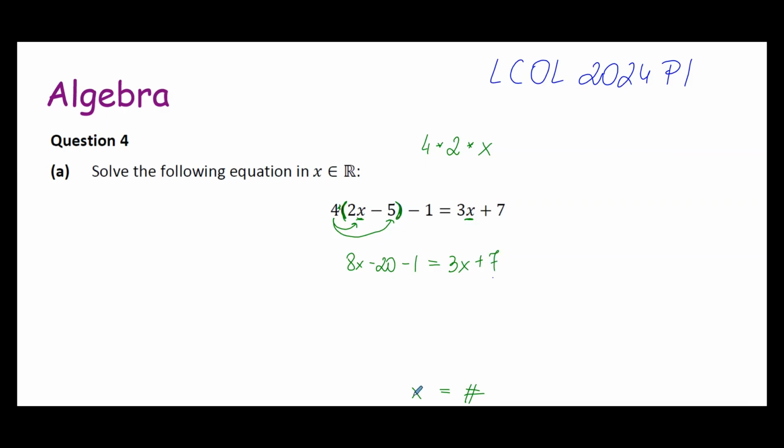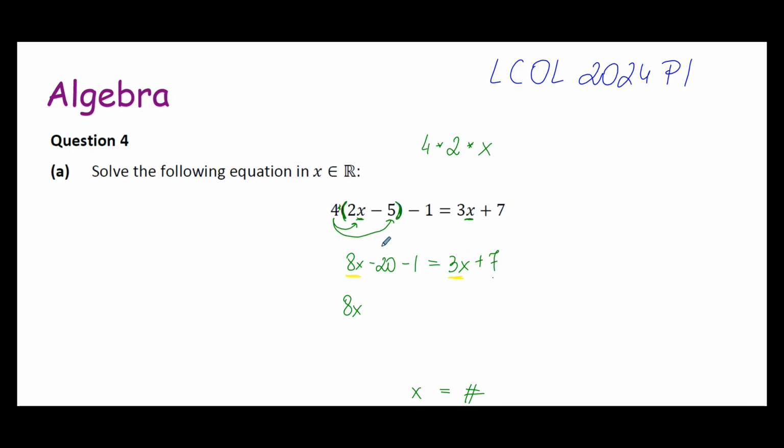So again, what do we do next? Again, ask yourself, where are you going? What are you trying to achieve? X on one side, numbers on the other side. So again, looking at where I am, I have 8x here and I have 3x here. So what is my problem? I need to have both of them on the same side of the equation. Now, which side? Doesn't matter. Let's say since I have 8x here, I'm going to say, come on 3, let's join together with 8.